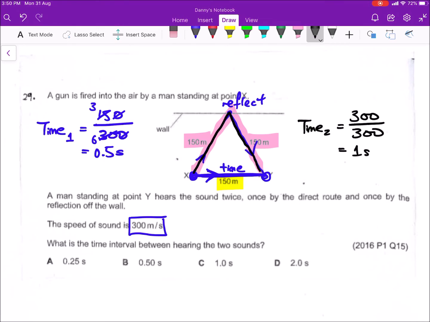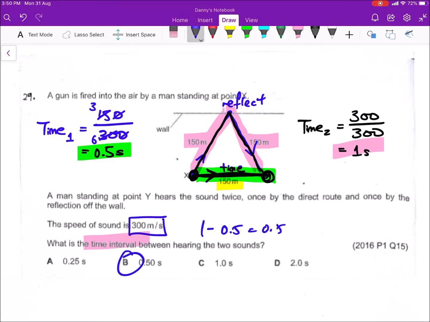So if the sound goes by the green path, it will take 0.5 seconds. If the sound goes by the pink path, it will take 1 second. So what is the interval? Interval means the difference, which will be 1 minus 0.5, right? So 1 minus 0.5 will give you 0.5. This will be your answer.